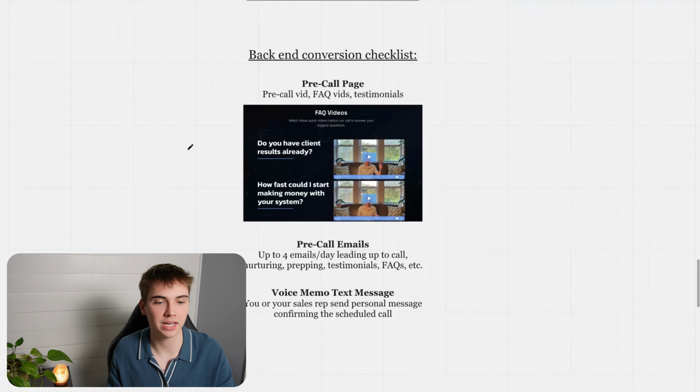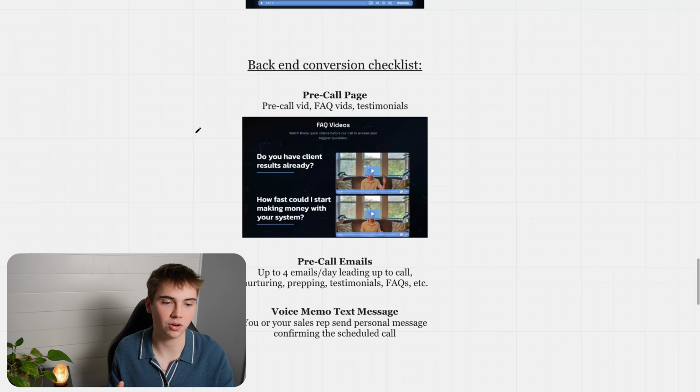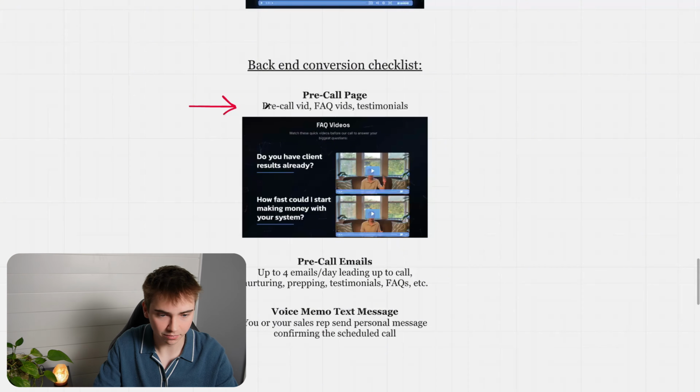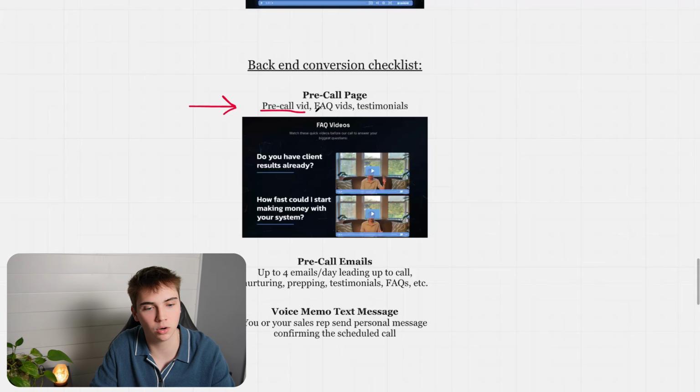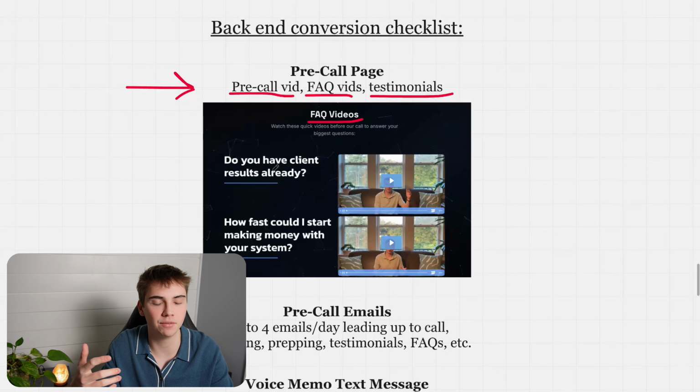Now, moving on to the back end conversion checklist, this is what I see everybody mess up on, okay? Listen close. This is going to be the most valuable. First of all, you need to have a pre-call page that people get automatically redirected to after they apply or book a call, whatever that next step is. This is going to include a pre-call video, FAQ videos, and testimonials. So you can see mine here. This is just one screenshot from it, but I have FAQ videos, and I think I have like 7 of them, answering some of the most common questions.